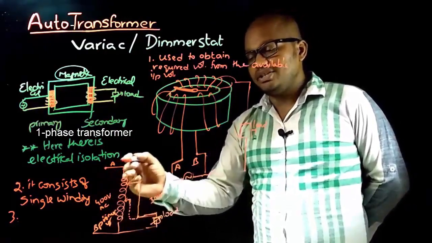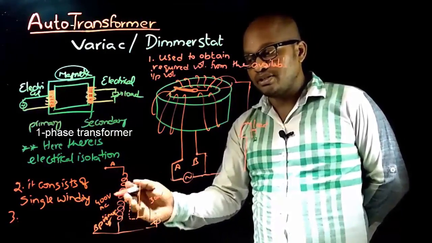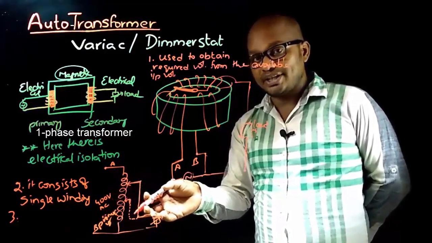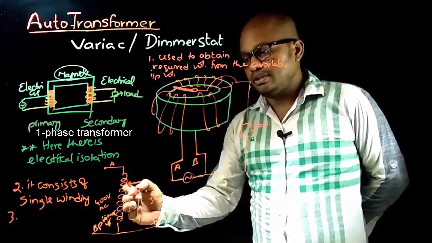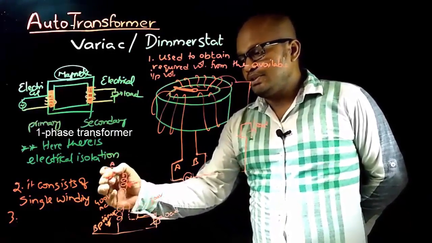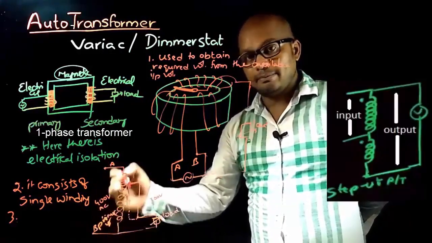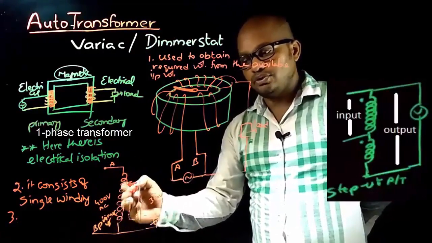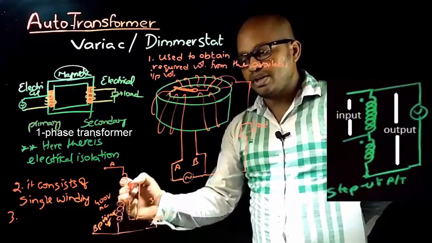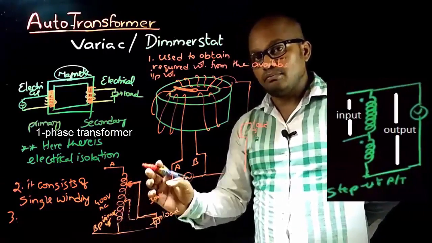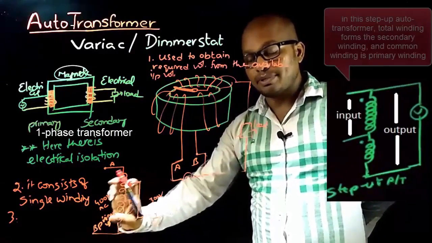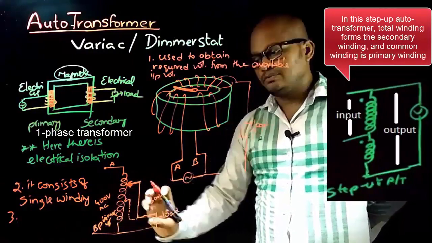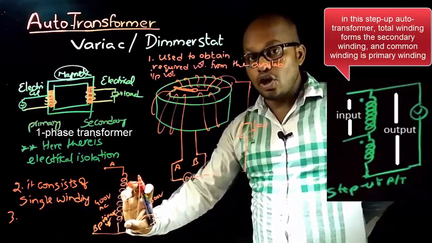Now you might have a doubt in the case of the autotransformer about what is the primary winding and what is the secondary winding. Let us suppose the moving contact is at this position, then this total winding comes under primary winding, and from this point to the neutral point, this portion of winding comes under secondary winding. But if you notice, this portion of winding is common to the primary side and secondary side. So this portion of winding is called common winding.